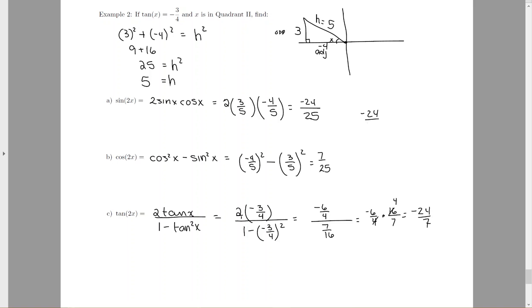which is what I would have gotten had I done my keep, change, flip with my sine answer divided by my cosine answer. Right? I would have flipped that. The 25s would have canceled, and I would have gotten negative 24 sevenths. Sorry about that. Yeah, those canceled out, and I still get the same fraction in probably less time than it would be to run it through that formula.